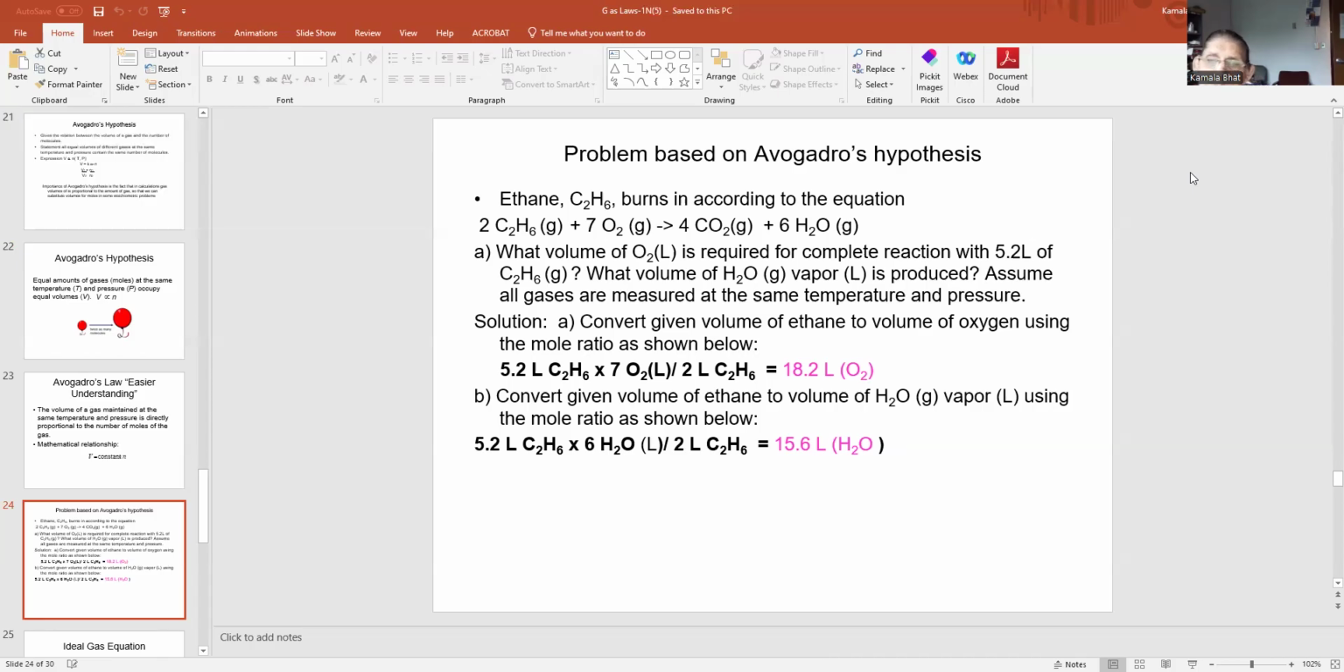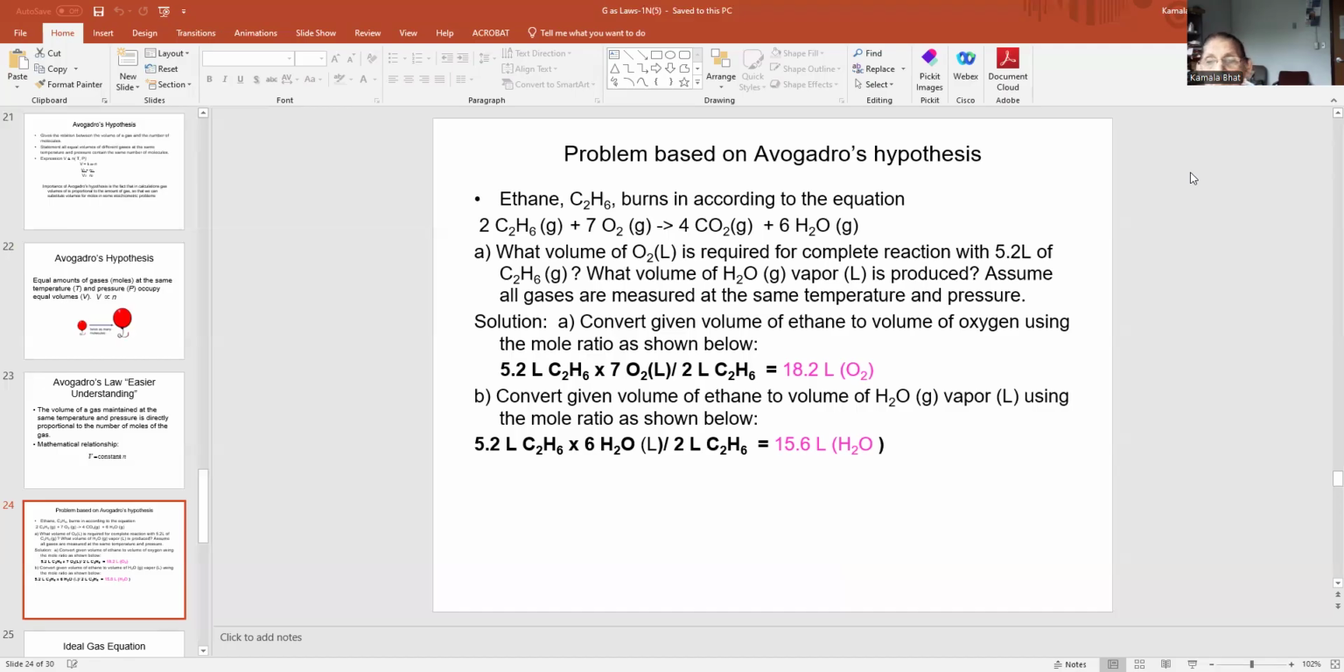So the solution is to convert the given volume of ethane to the volume of oxygen using the mole ratio, as shown below. So for 5.2 liters, you will require 5.2 liters times 7 moles of oxygen for 2 moles of C2H6, and that gives you 18.2 liters of oxygen.